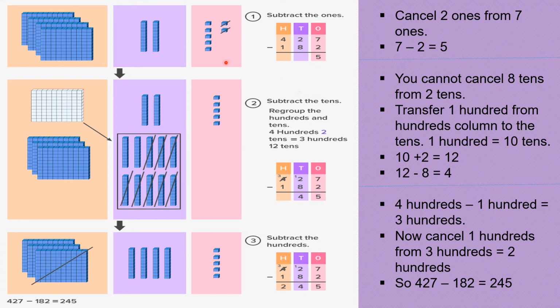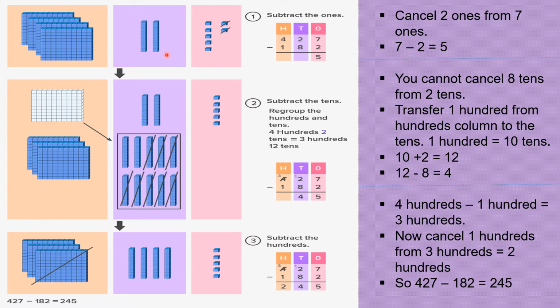Now let's look at the tens. If you look at the tens, we have 2 tens minus 8 tens. Now if I have only 2 tens, how am I going to subtract 8 tens from it? I have only 2. So how am I going to cancel 8? There are only 2. So in this case, what do I do? I really need to cancel 8 from 2, but I don't have the material, right?